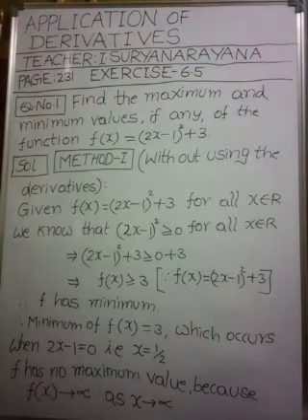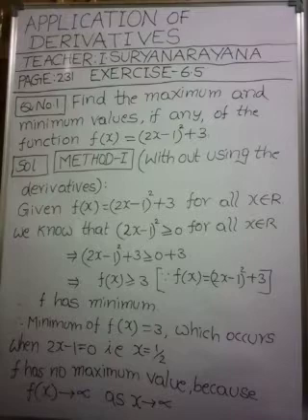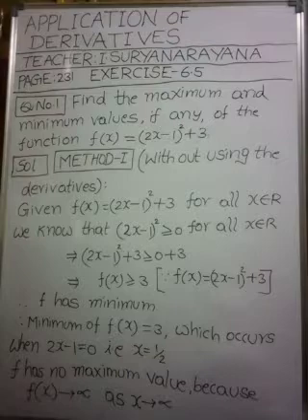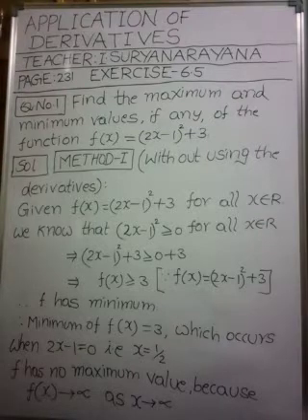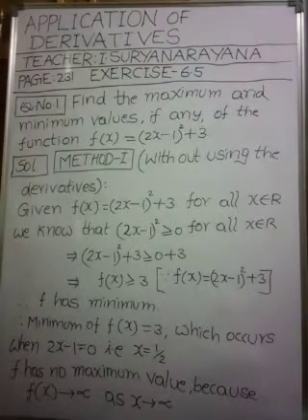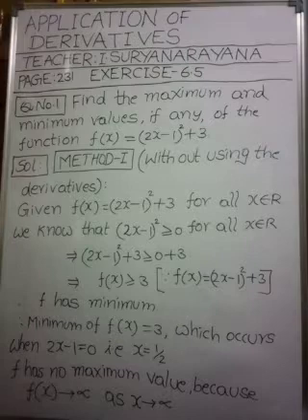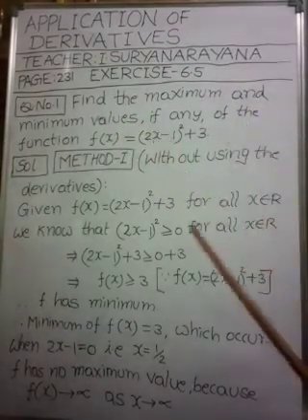Please remember this point, my children. For every function, it is not compulsory that f of x has both maximum as well as minimum values. Sometimes f of x has only a maximum value and sometimes only a minimum value. Sometimes f of x has both. To find the maximum or minimum values of this function, there are two methods.